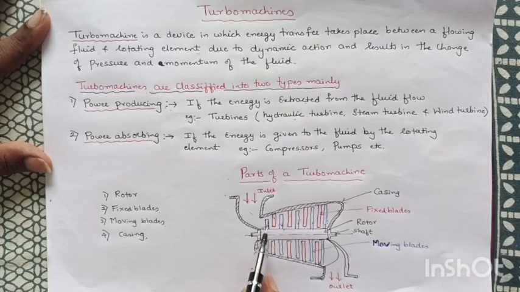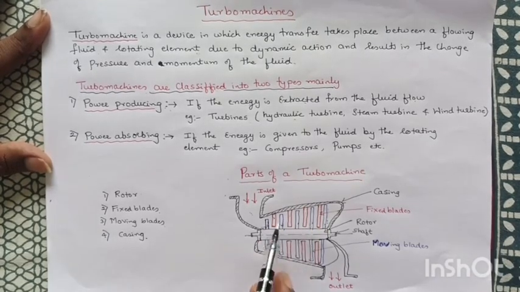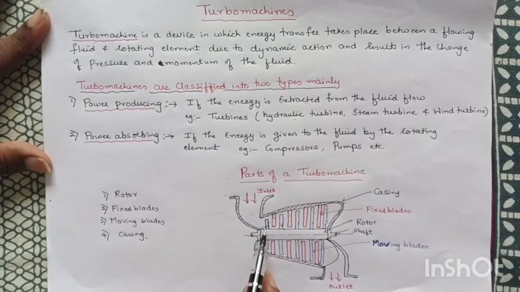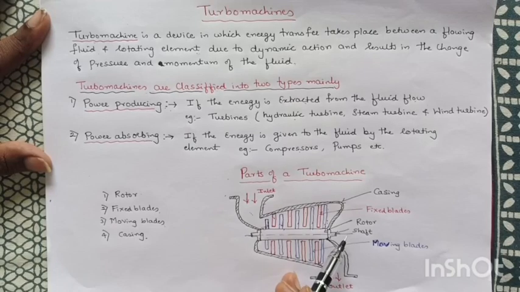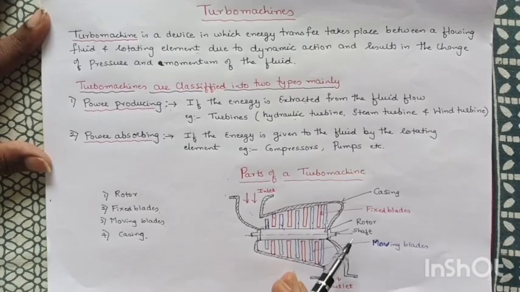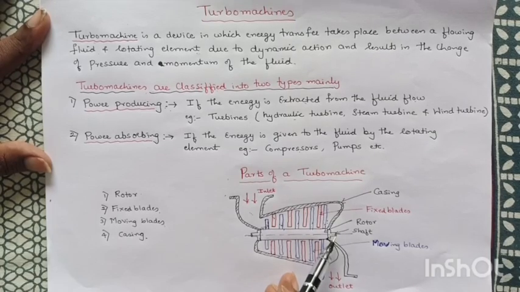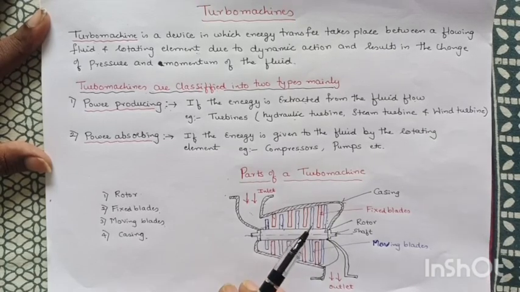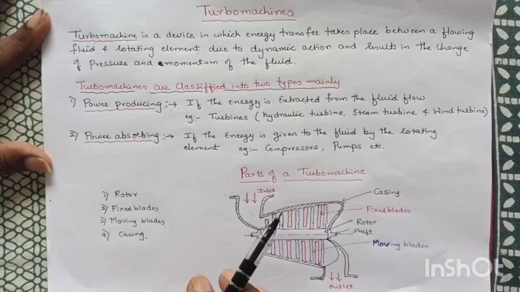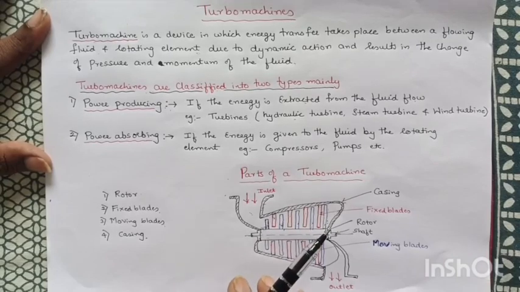Already I have told you, as these moving blades rotate because of the force which acts on the moving blades by the steam, this drum also rotates. As the drum rotates, this shaft rotates, and this shaft is coupled to the generator, so the shaft of the generator also rotates, where electricity is produced in the generator. So this is the explanation about the different parts of the turbo machine.